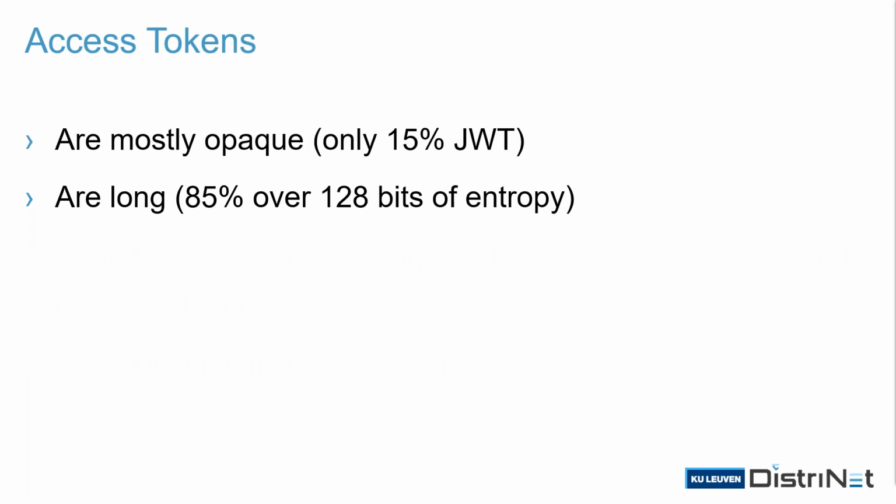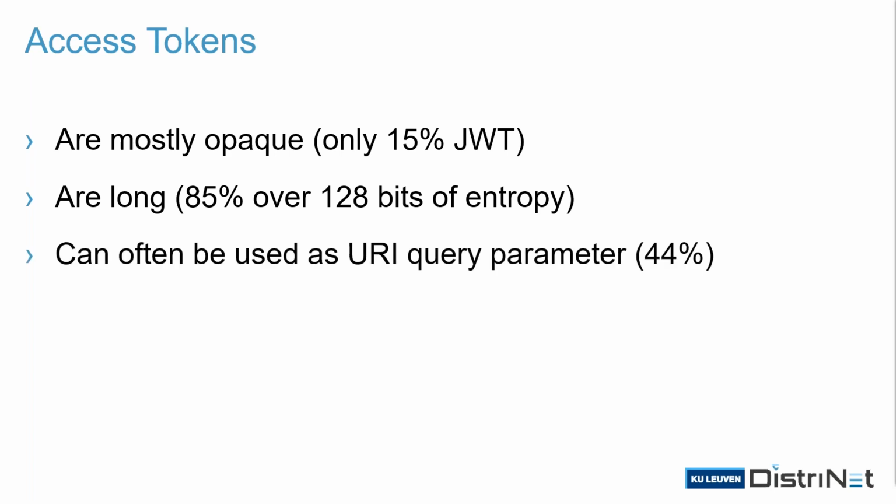Access tokens are mostly opaque, so we found only 15% of websites that were using JSON Web Tokens as access tokens. They were typically also long enough, so the majority of access tokens is actually above the required 128 bits of entropy, and the others are typically close to that, so that's okay. But one thing that is actively discouraged by the OAuth specification is using access tokens as URI query parameters.